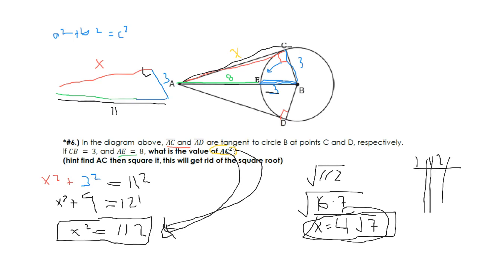But you just got to know, oh, if I want AC squared, I just stop when I get that x squared. There's AC squared. It's 112. So that was a little confusing for people yesterday. Wanted to go over that before you do it on the quiz today.